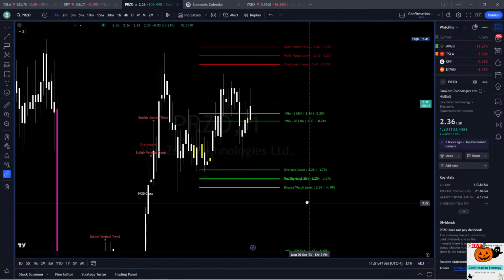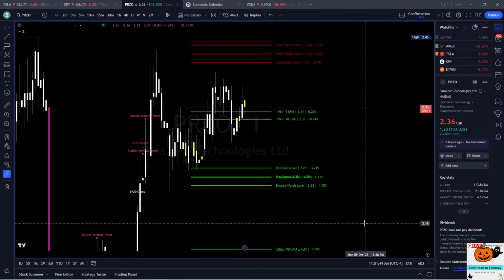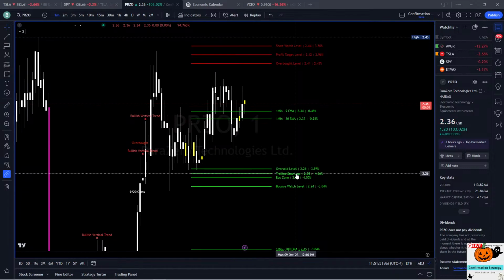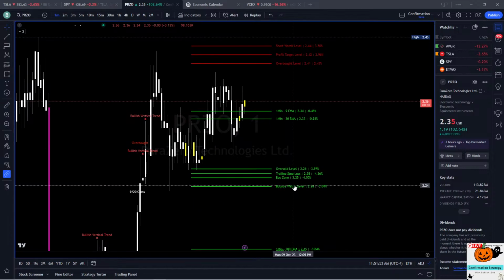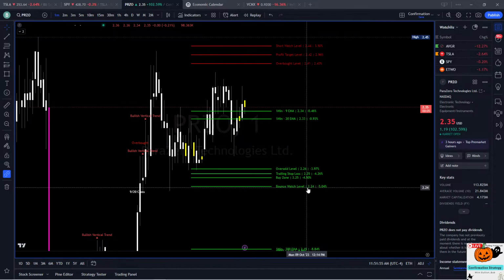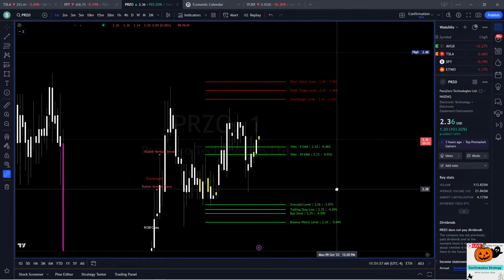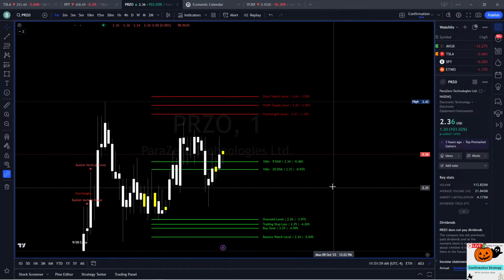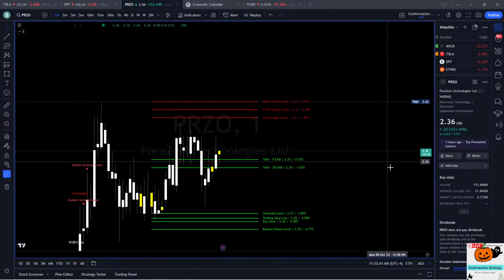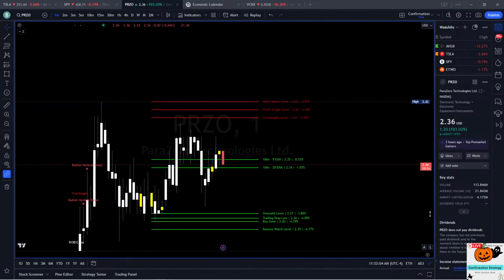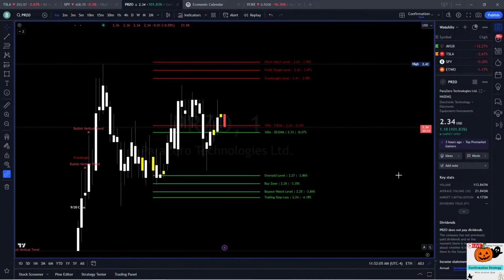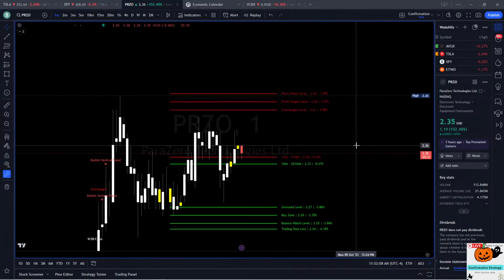What this is doing now is literally telling us where that alert may come in. So 224 is the area we can see. We've got our trailing stop loss buy zone, 225, bounce watch, 224, oversold, 226. On the high side, if it starts to gap up, we're looking at 241, 242, 243. That's going to provide pressure at the top of this move. So we'll see what happens here on PRZO. We'll keep an eye on it.